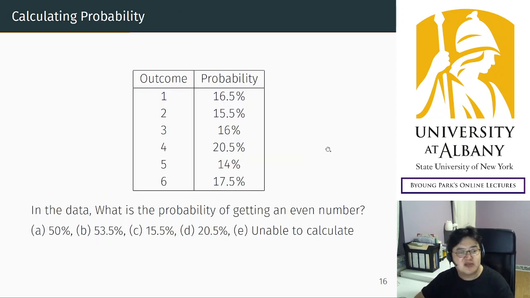So let's think about this. And this is the summary of the data. I already calculated the probability, but now let's think about the probability of getting an even number. So you can calculate what is the probability of an even number from dice. I pause the video here.